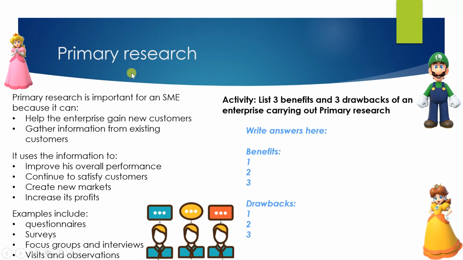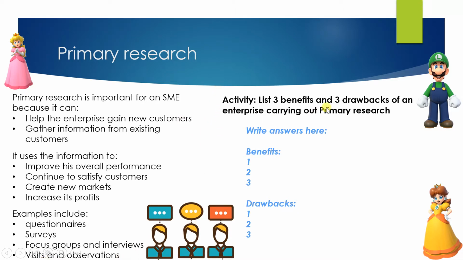Primary research is important for an SME because it can help the enterprise gain new customers and gather information from existing customers. It uses the information to improve its overall performance, continue to satisfy customers, create new markets, and increase its profits. Examples of this include questionnaires, surveys, focus groups and interviews, and visits and observations.